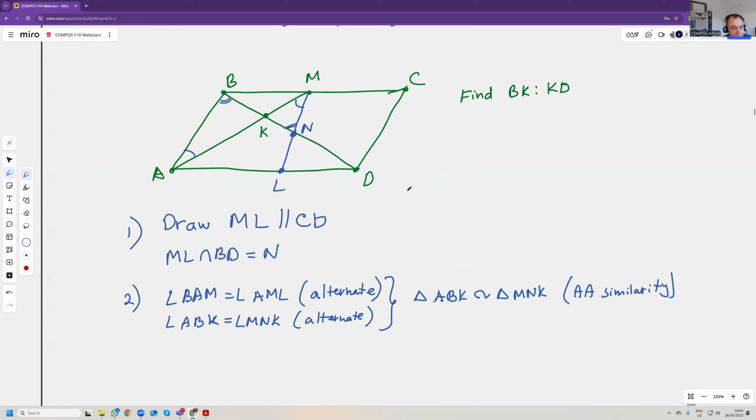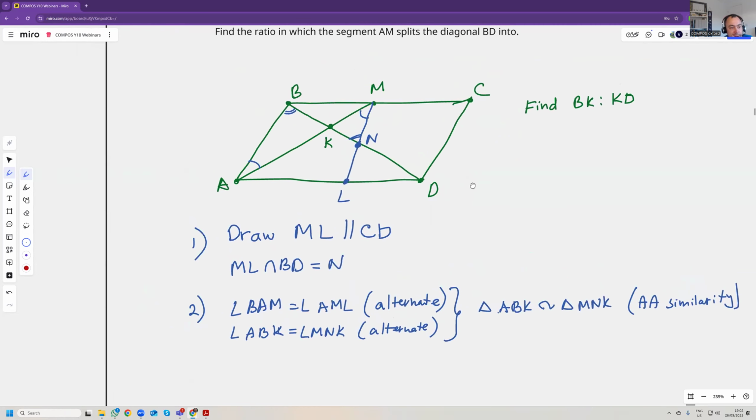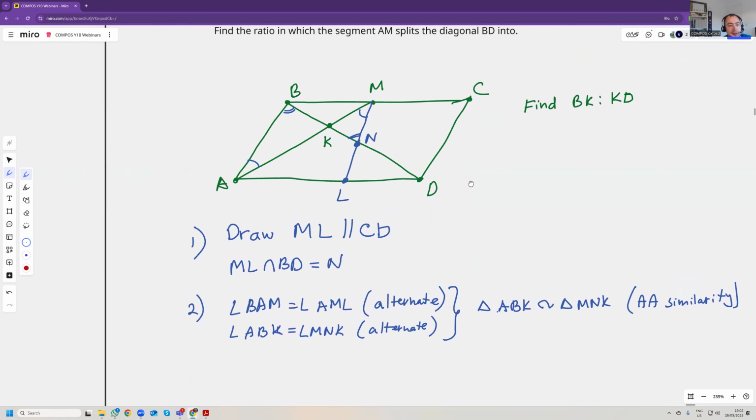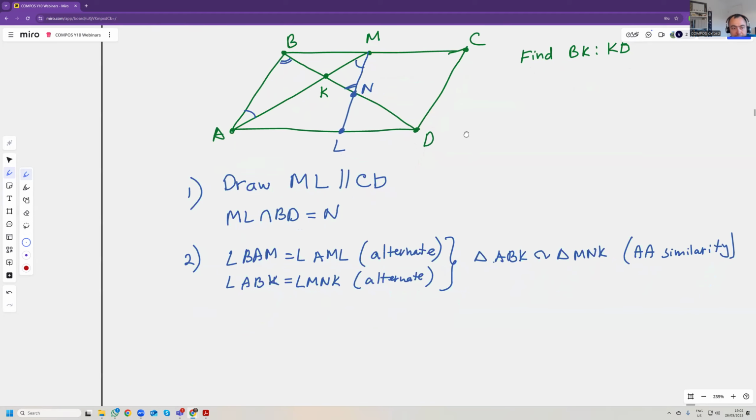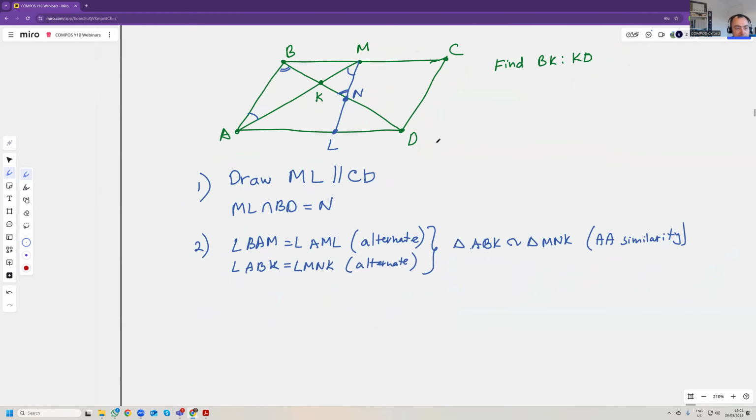Okay. Now we can find, we're looking for the scale factor, effectively. We're looking for the scale factor of the triangle. So the two triangles are similar. One is an enlarged version of the other.